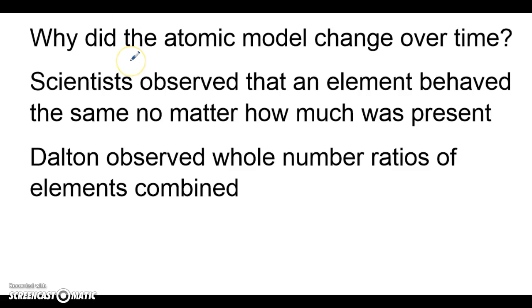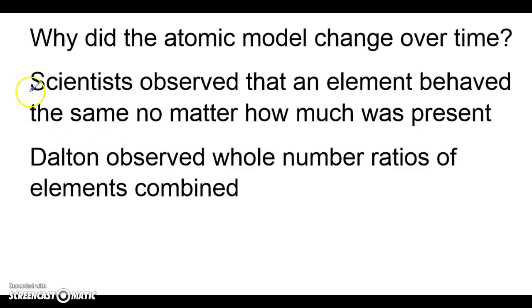The general answer for that is that as we know more and more about something, we change our idea about it. Initially, scientists didn't know very much at all about the atom, so the model is pretty vague. And as they learned what parts were there, the model had to reflect the parts that they knew existed.